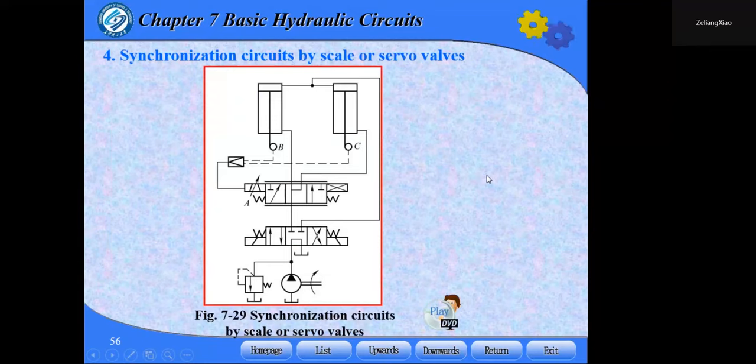This is a synchronization case realized by flow valves, as shown in this figure. According to the single flow, the valves 2 and 3, 4A regulate the orifice area continuously to control the flow rate, flowing in and out to realize synchronous motion. So the proportional valve can be used to replace a throttle valve, but its cost will be higher.